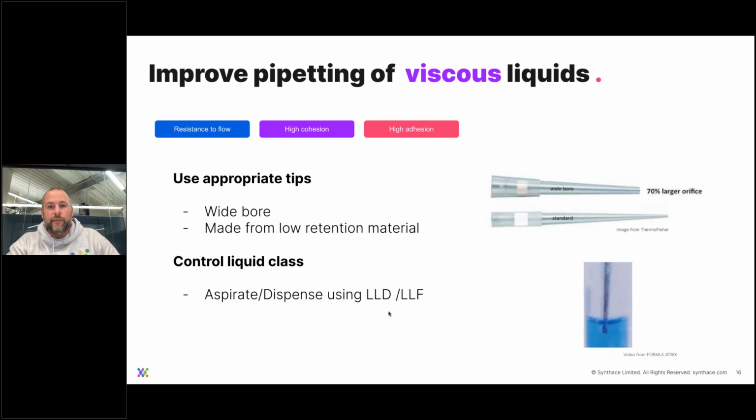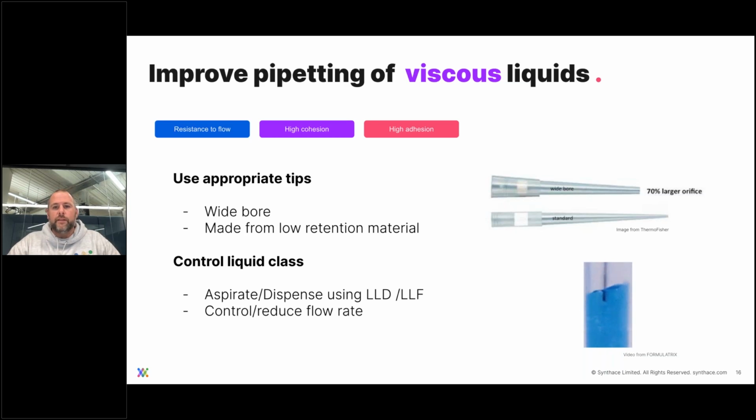When handling viscous liquids, both liquid level detection and liquid level following can be enabled to allow the pipette tip to track the liquid during aspiration and dispensing steps. In the video, you can see how the tip finds the level of the liquid and then tracks just below the surface during aspiration and dispensing. In this way, you're preventing excess liquid from sticking to the outside of the tip, which in turn may then be dispensed to your destination well, impacting accuracy and precision.